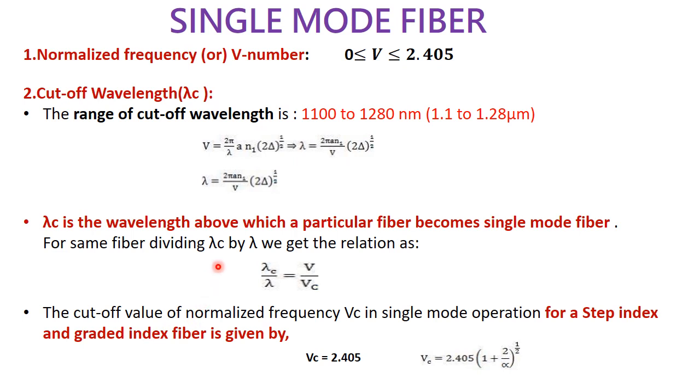This cutoff value of normalized frequency Vc for single mode operation, for the step index as well as the graded index fiber, is given as follows. For a single mode step index fiber, Vc is equal to 2.405. Similarly, for the graded index fiber, it is 2.405 times (1 plus 2 by alpha) whole power 1 by 2, where alpha represents the refractive index profile number. As we discussed in the last session, for the graded index fiber the refractive index profile shape is parabolic, so alpha is equal to 2. By substituting alpha equal to 2, we can find the cutoff normalized frequency for the graded index fiber.